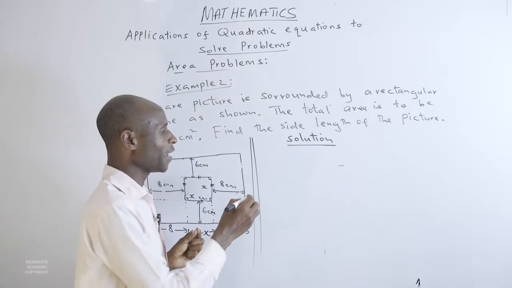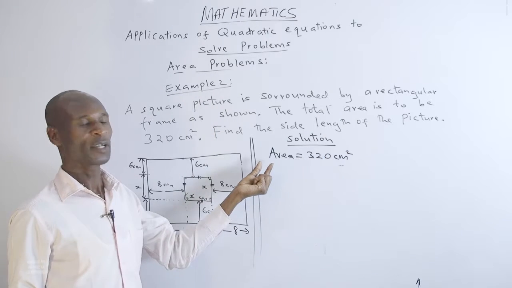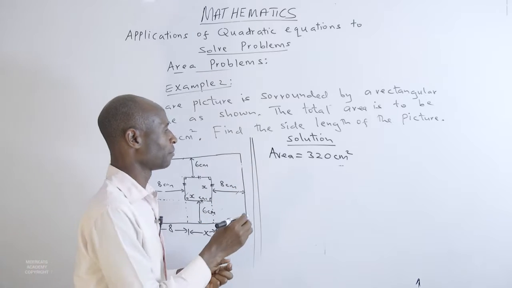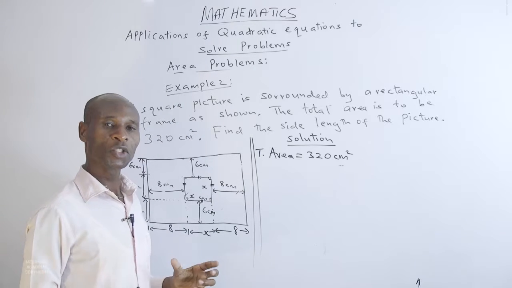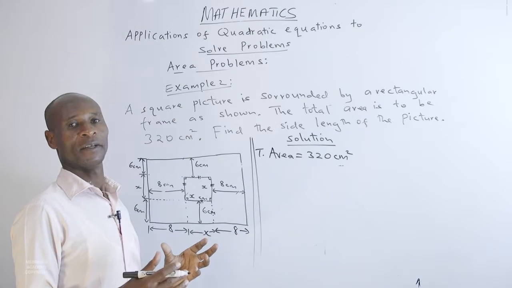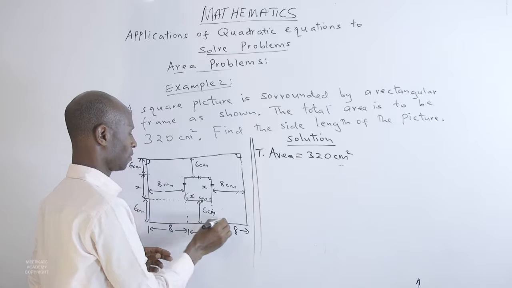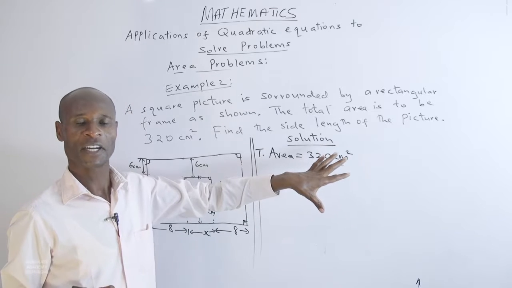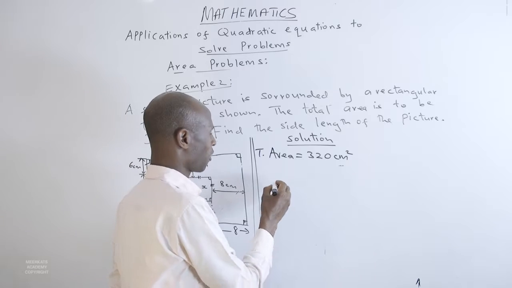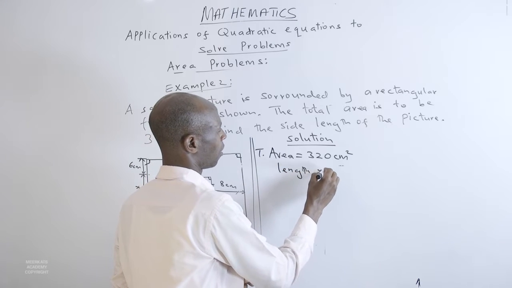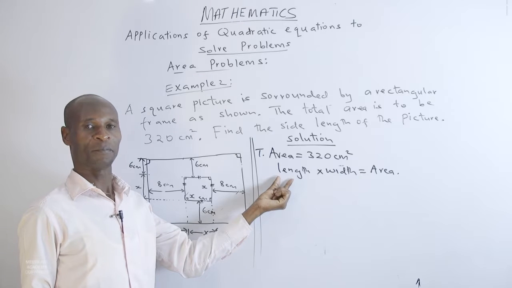So if we want to find the side length of that picture, we shall only find the value of x. We know that area is equal to 320 square centimeters. That is the total area. Total area, T for total. Now we need to identify or recall the formula used to calculate the area of a rectangle, since the frame is rectangular. So the area of a rectangle is given by the formula length times width. Length times width is equal to area.